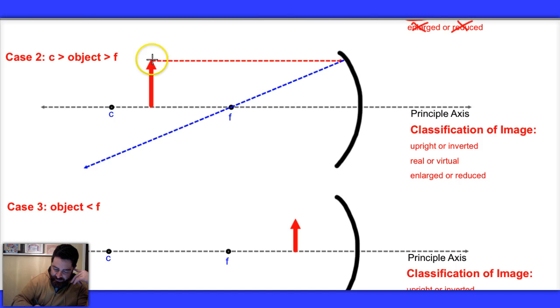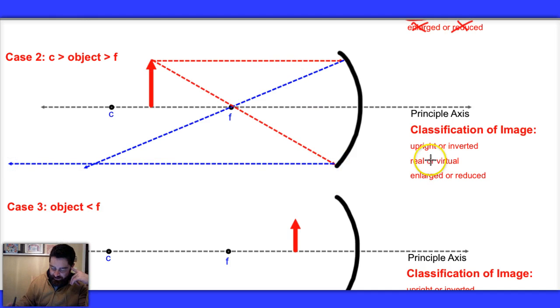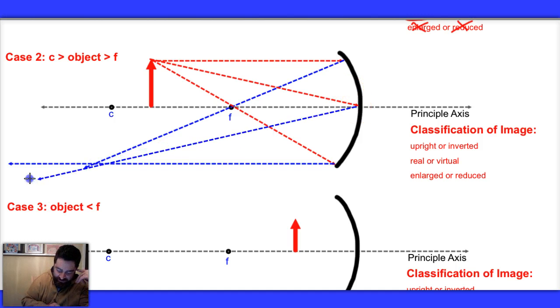And then I get my next ray that passes through the focal point on the way to the mirror. I just snagged the bottom of the mirror there, and I now reflect parallel to the principal axis. And then our last ray strikes the mirror at the principal axis, reflects right down below the principal axis at the same angle. And again, we see here some convergence.